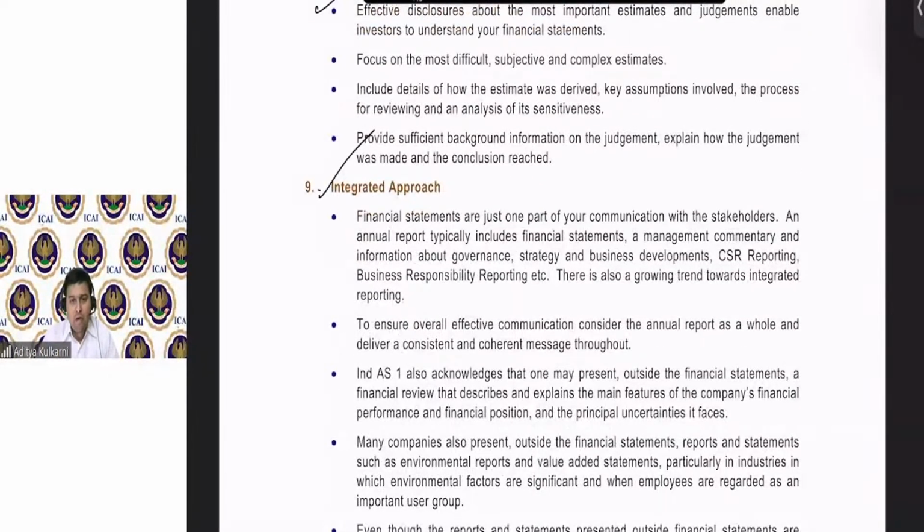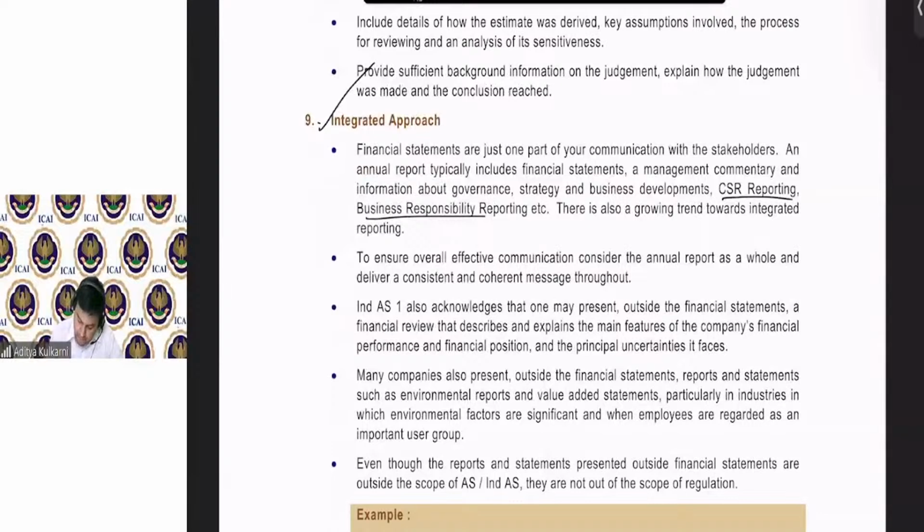Like right now, we are going not only into the numbers and the notes, but we are also having CSR reporting, business responsibility reporting, ESG, the buzzword that is there for financial reporting: environment, social, and governance. You have this buzz which is going around everywhere. We need ESG professionals everywhere. So ESG is also something. So develop an integrated approach in your financial reporting. Consider the annual report as a whole and deliver a consistent and coherent message throughout.